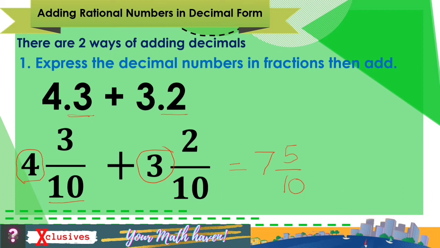Notice here that we can still simplify 5 over 10. And this will be, right, 1/2. So our final answer will be 7 and 1/2.